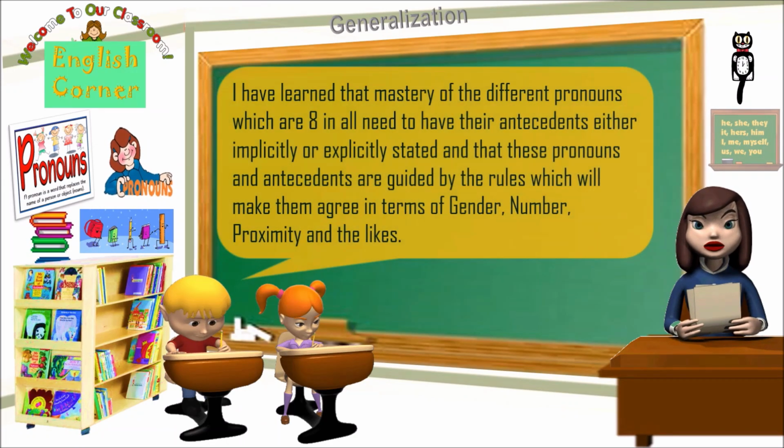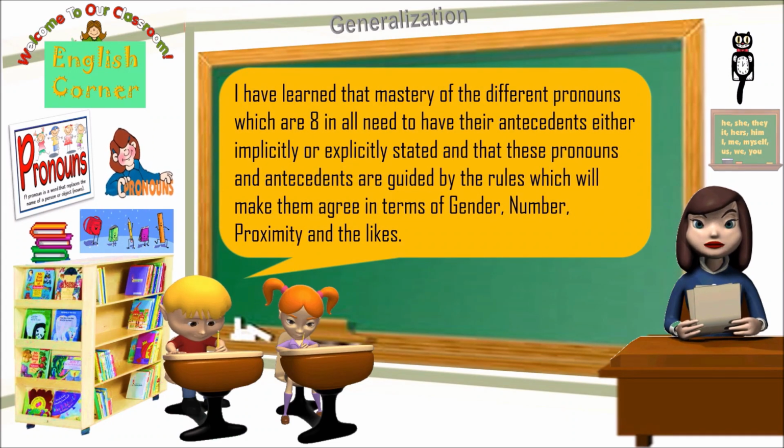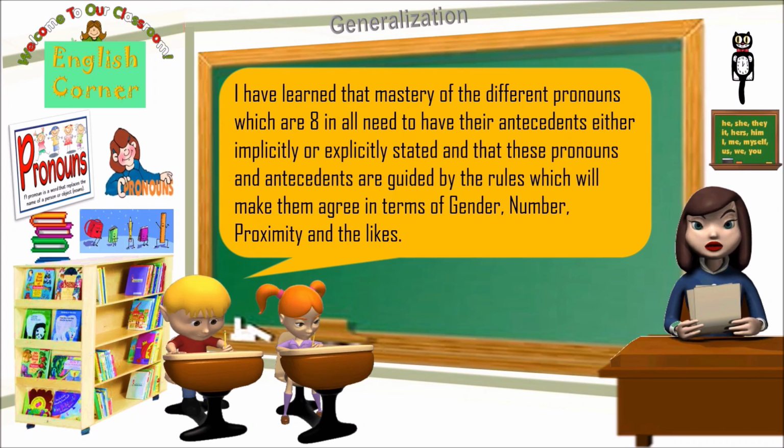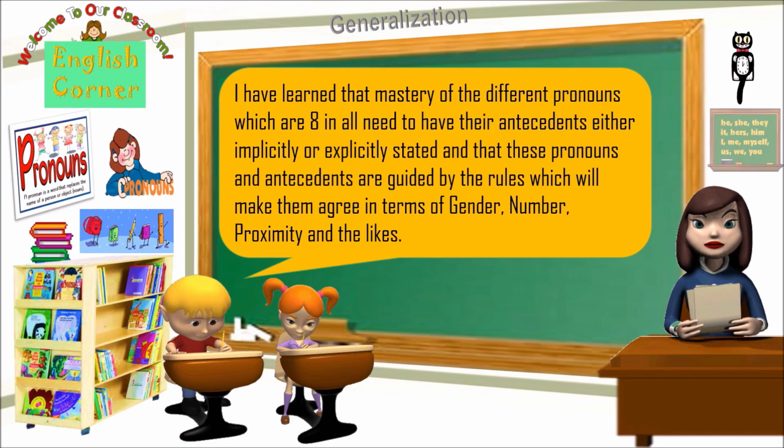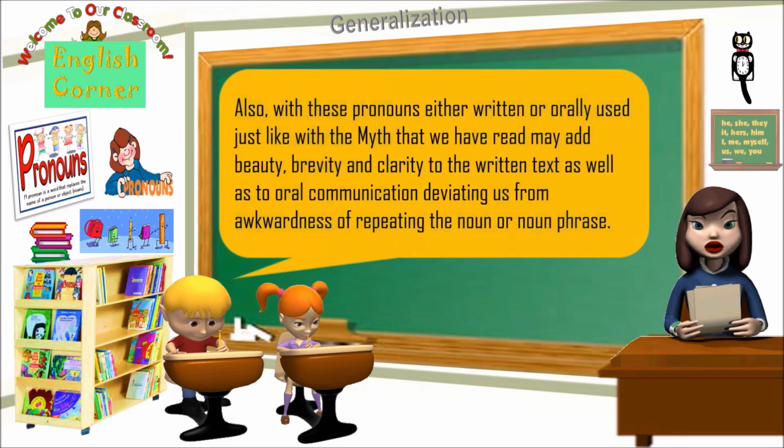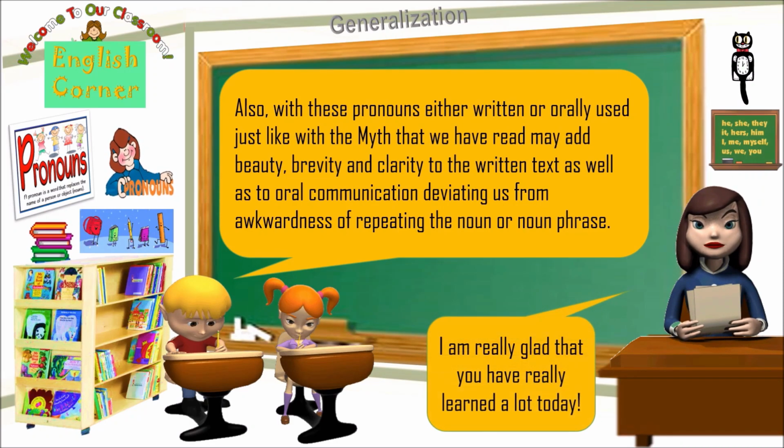I have learned that the mastery of the different pronouns, which are eight in all, need to have their antecedents either implicitly or explicitly stated. I have learned that these pronouns and antecedents are guided by the rules which will make them agree in terms of gender, number, proximity, and the likes. Also, I have learned that with these pronouns, either written or orally, used just like with the myth that we have read, may add beauty, brevity, and clarity to the written text, as well as to oral communication, refraining us from awkwardness of repeating the noun or noun phrase. I am really glad that you have really learned a lot today.